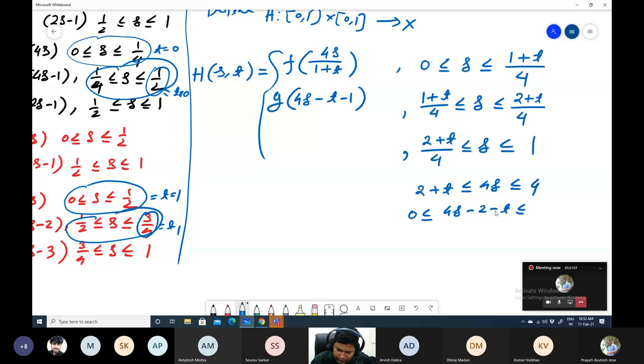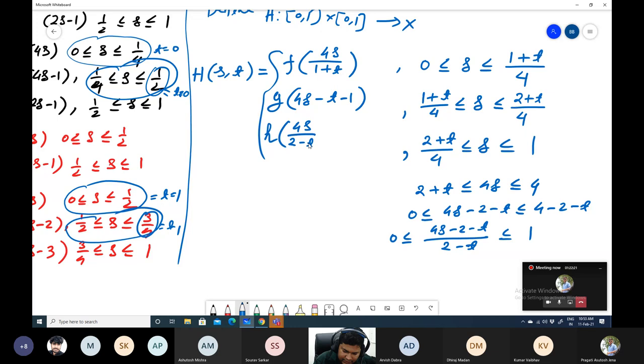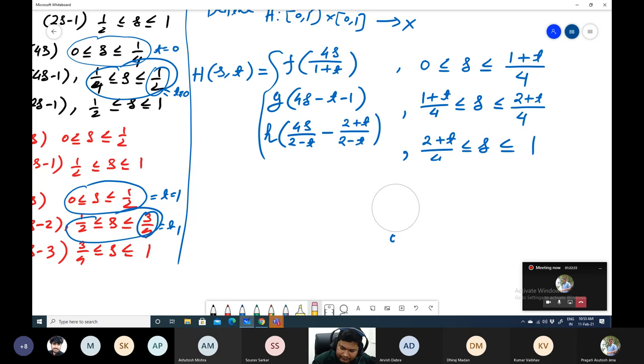So minus 2 minus t, then we can divide. So 0 less than equal to 4s minus 2 minus t divided by 2 minus t, right? So less than equal to 1. So we have this. Now you can put here, so h is 4s divided by 2 minus t, now minus 2 plus t by 2 minus t, this. So you have this one.